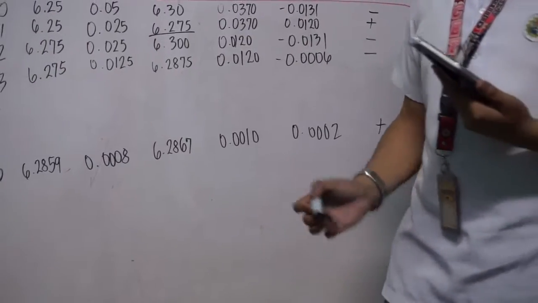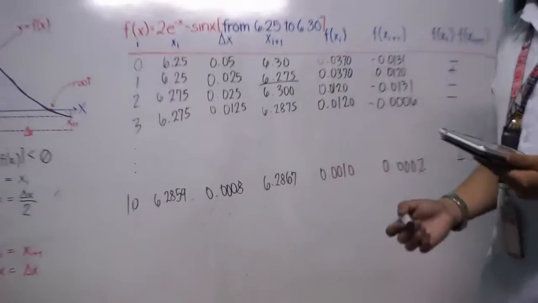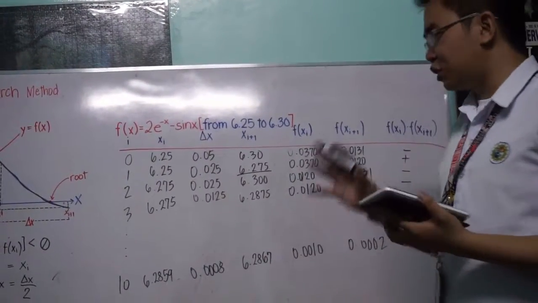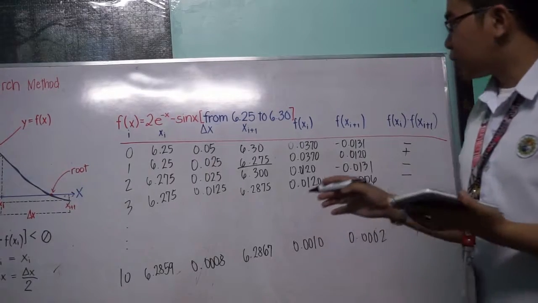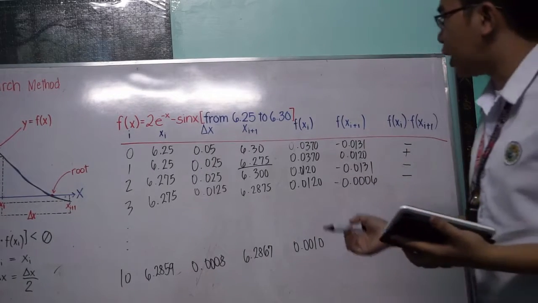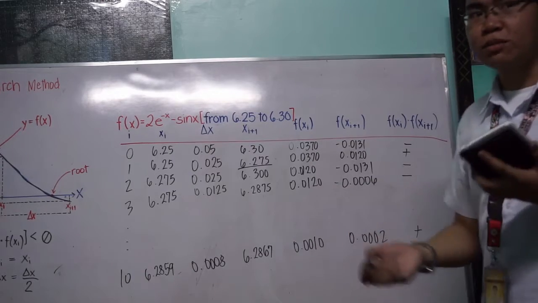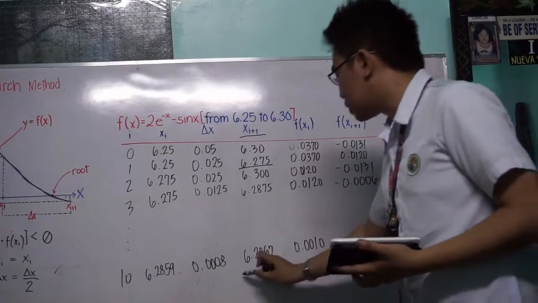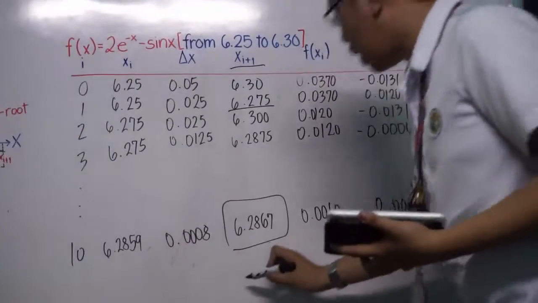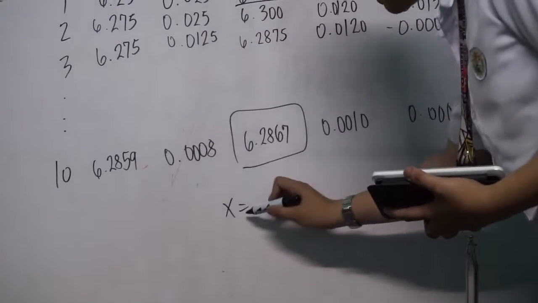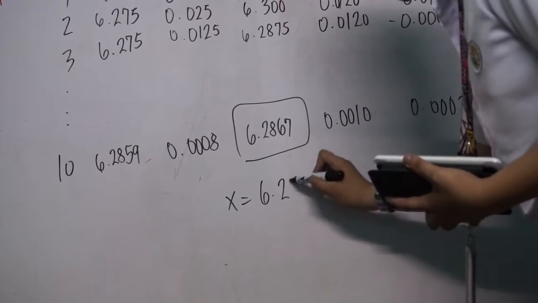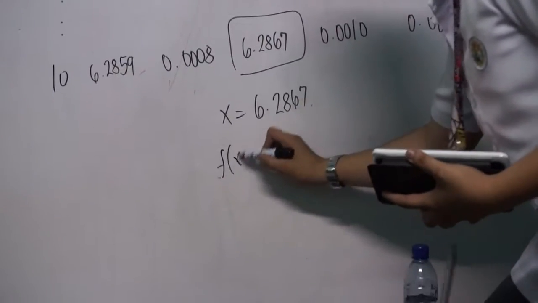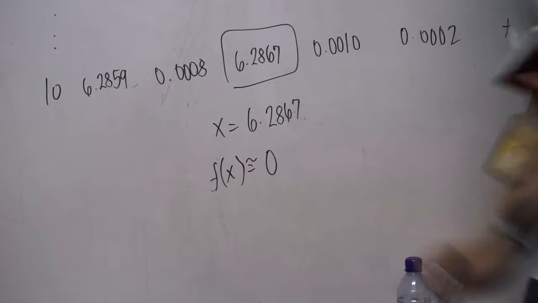Since the direct search method is a trial and error method, we are not after the exact value of the root. But based on this, we can conclude that after 10 iterations, we can approximate the root to be equal to the last value of x_i+1, which is 6.2867. Therefore, x is equal to 6.2867, and it will generate an f of x that is near 0. So that's all. Thank you.